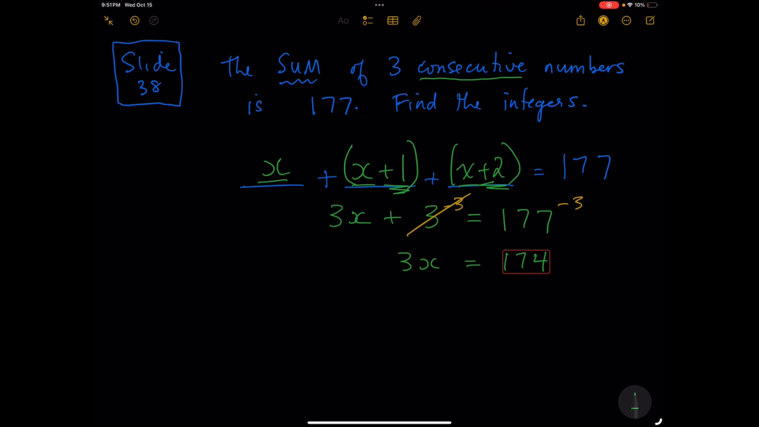And my iPad's telling me I'm running low on power, so I'm going to pause in a moment. Let's divide this by 3, both sides. And we're left with x equals 174 divided by 3.